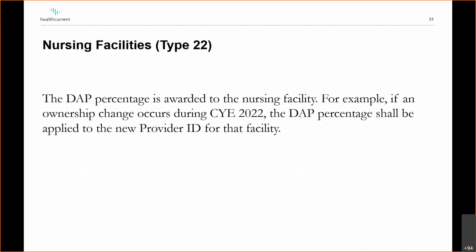Next slide. The DAP percentage is awarded to the nursing facility. So for example, if there is an ownership change with the facility and it occurs during CYE 2022, the DAP percentage will stick with the new provider ID for that facility. Next slide.